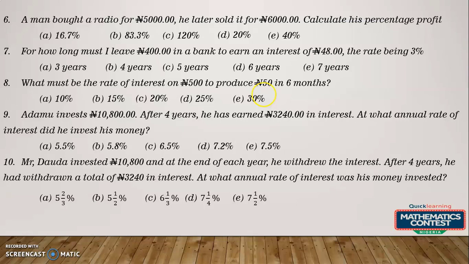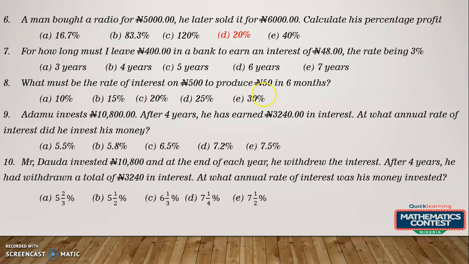Okay, now let's see the corrections together. Number 1, the answer is A. A man bought a radio for 5,000. He later sold it for 6,000. What is the percentage profit? The profit there is 1,000 naira. So it's 1,000 divided by 5,000 times 100%. That gives 20%.